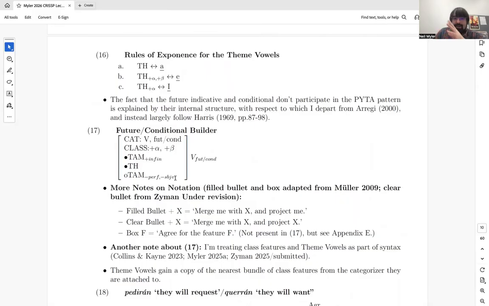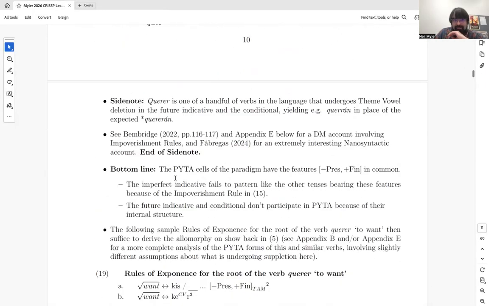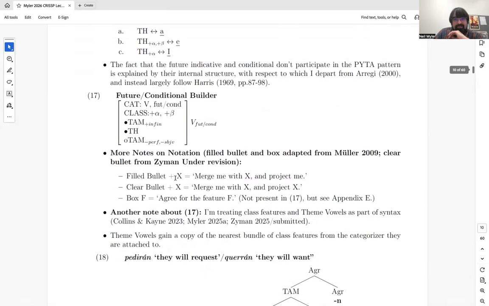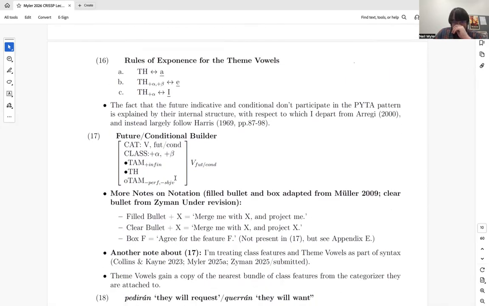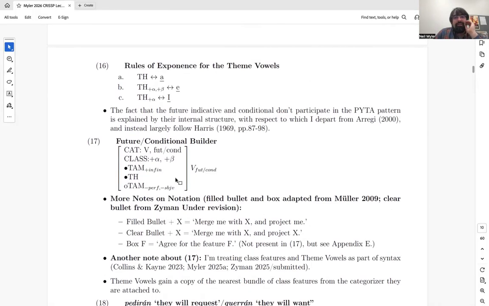So I'm following ideas which ought to be cited somewhere around here, associated with, for example, Sabine Iatridou and others from the late 90s, early 2000s, that the future and conditional are associated with a similar type of modality. So this V footcond thing is going to have a certain type of modal meaning, which in combination with the present tense gives you what we call the future, and in combination with a past tense gives you something that's called the conditional.